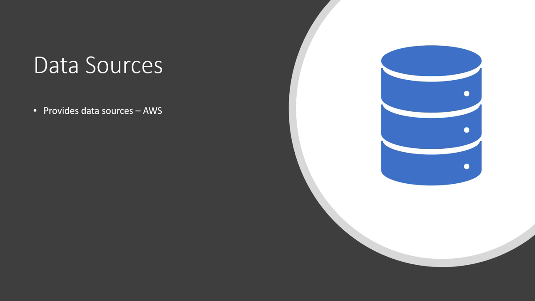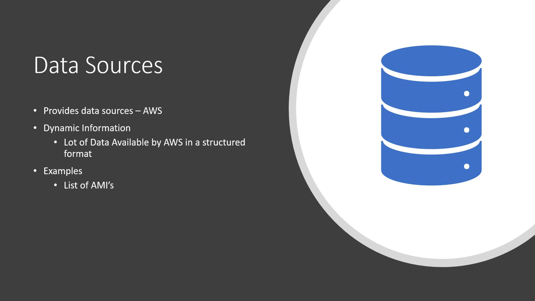Terraform provides data sources for certain providers like AWS. A data source provides you with dynamic information. A lot of data is available in AWS in a structured format using an API, so Terraform also exposes this information using data sources. For example, there is a data source that provides you with a list of AMI IDs or the list of availability zones, because this is the kind of dynamic information that can always change. That can be used as an input to Terraform and we can make use of it.